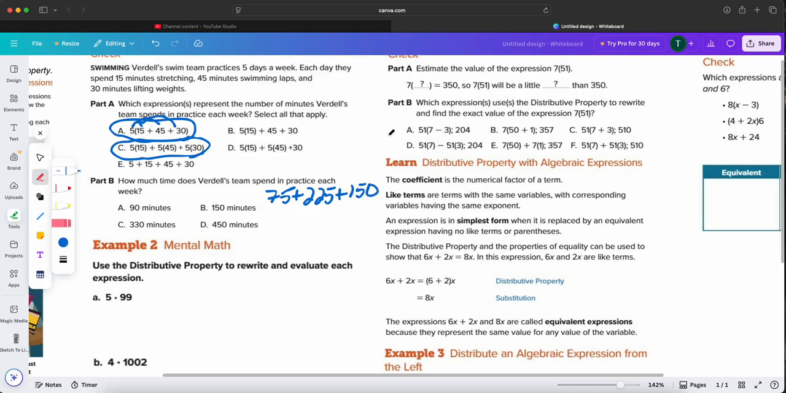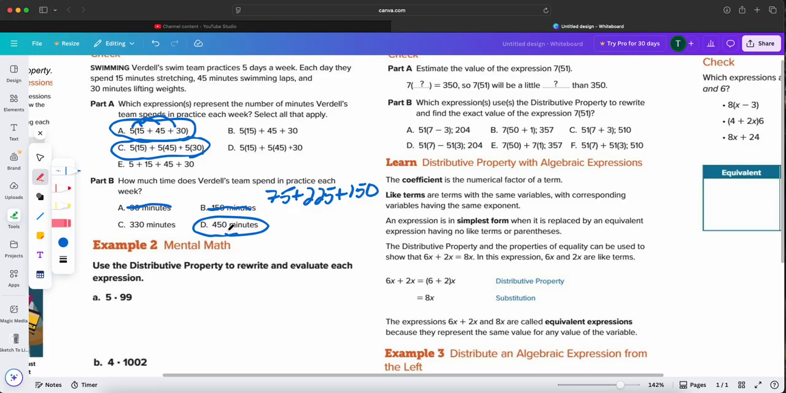So we can already tell automatically that B and A are out because we already have a number that's 150, which is higher than both of those. So if we take 75 plus 225, that's going to be 300, plus the 150 gets me 450. So D would be the correct answer.